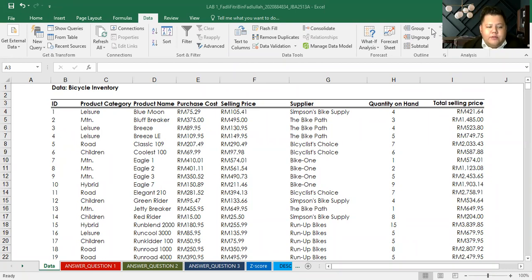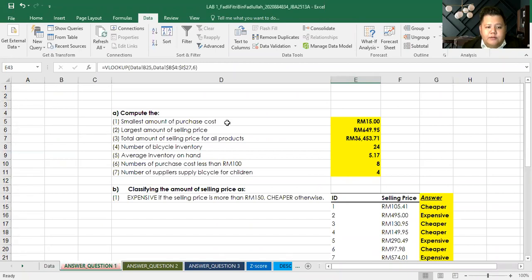So today I would like to present to you about my LAB1 exercise or activity. I get this data, which is bicycle inventory. Basically, this LAB1 is covering chapters 2, 3, and 4. Okay, let's move to question 1A.